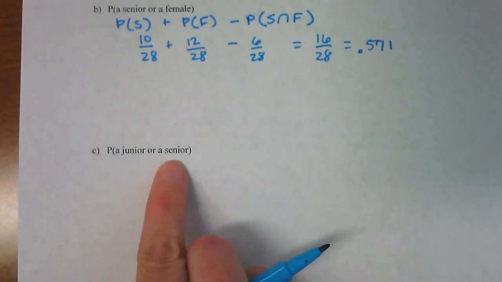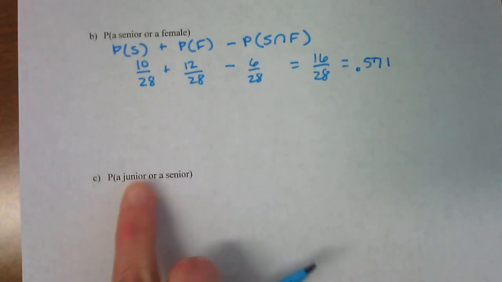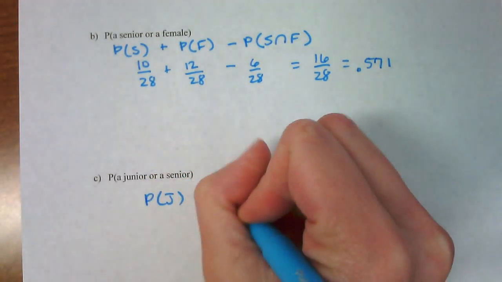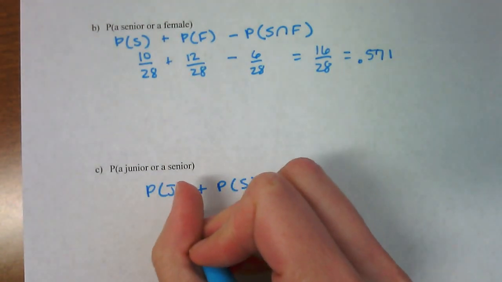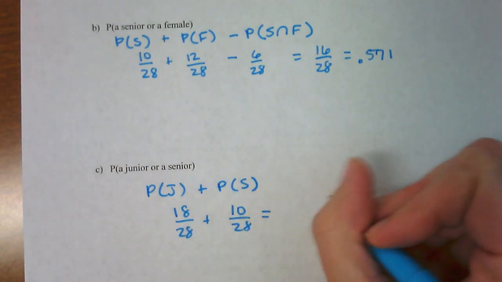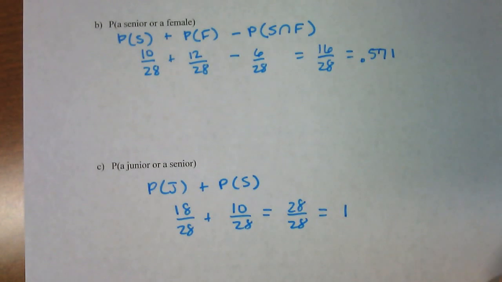Okay, a junior or a senior. This one's a little bit different because you can't be both a junior and a senior. So this one, I don't have to subtract anything because they're mutually exclusive. So I'm just going to add them up. So it's 18 juniors, there's 10 seniors, so that's everybody. So my probability is exactly 1 because they had to fit in one of those categories.